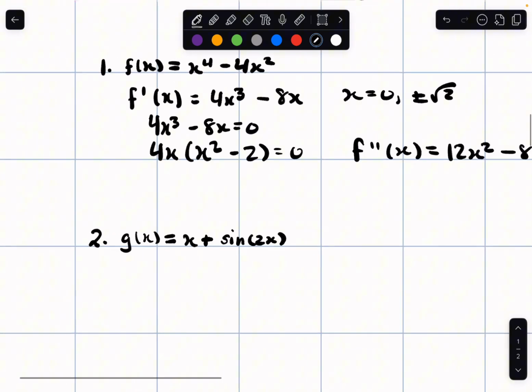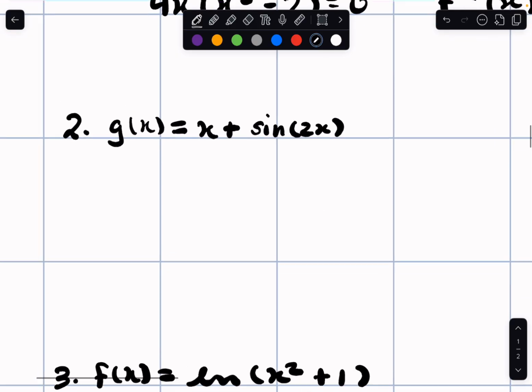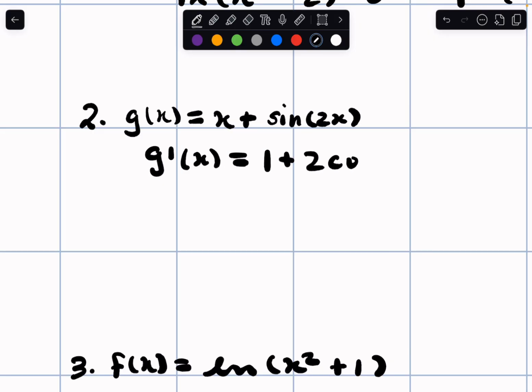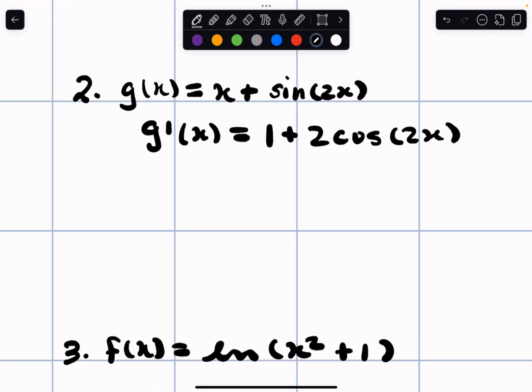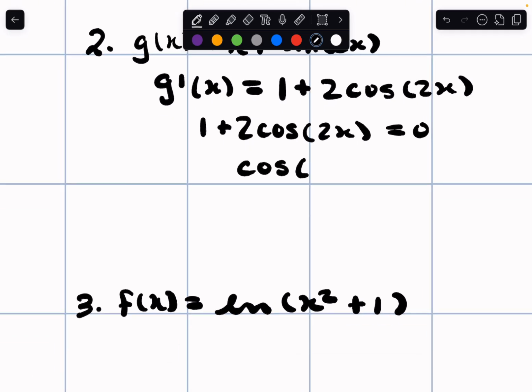So now it's not a polynomial, now we have a polynomial mixed in with a periodic function. So first things first, we'll try to get the critical points. We're going to take the derivative first, which is equal to 1 plus 2 cosine of 2x. To find the critical points, we'll set that equal to 0. So 1 plus 2 cosine of 2x is equal to 0. Then we'll have cosine of 2x is equal to negative 1/2.